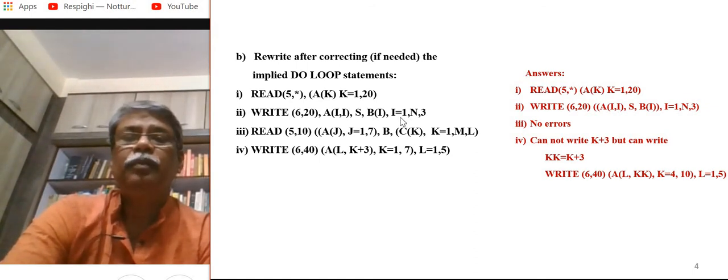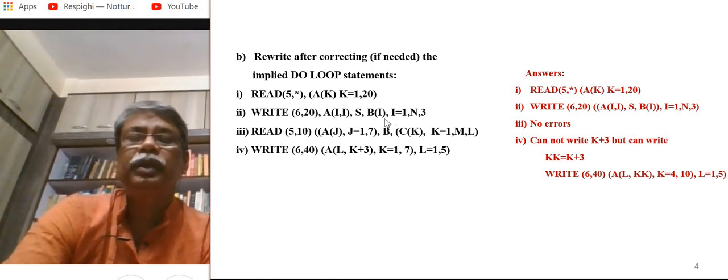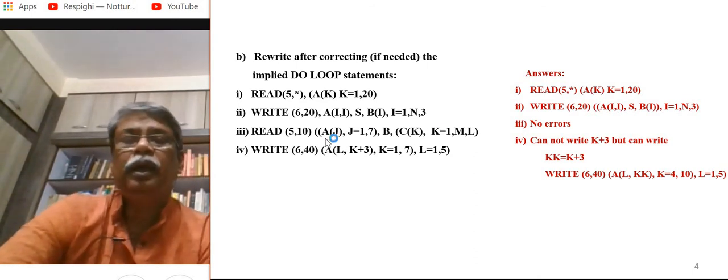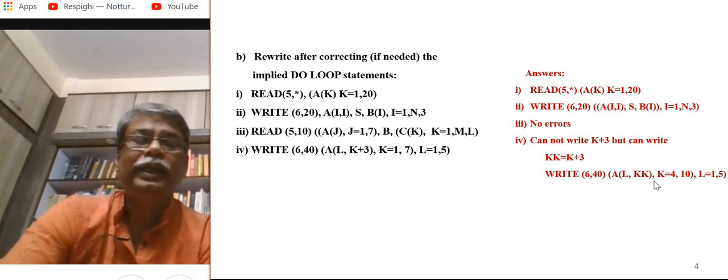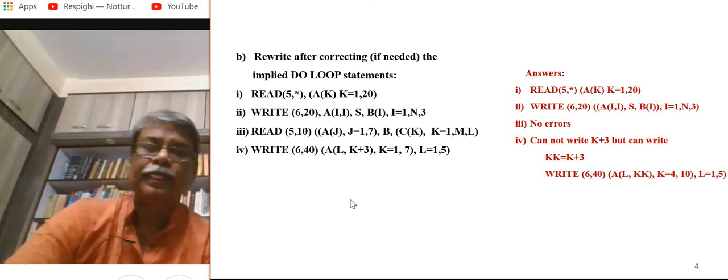Another problem is here because I equal to 1 to n3 and aij, so it's using some implied do loop kind of thing, but the bracket number is not clear. So a bracket should be here or here. This a bracket should be here and it should end with another bracket. So that is the error. And in the third, if you see it carefully, you will find no error. And the last one, this k plus 3 is something wrong. You cannot use k plus 3, rather you can define an earlier variable kk as k plus 3 and you can write kk here, right? So lkk and k is 4 to 10 etc, but kk is defined earlier, not here. Okay, so this is the error type.